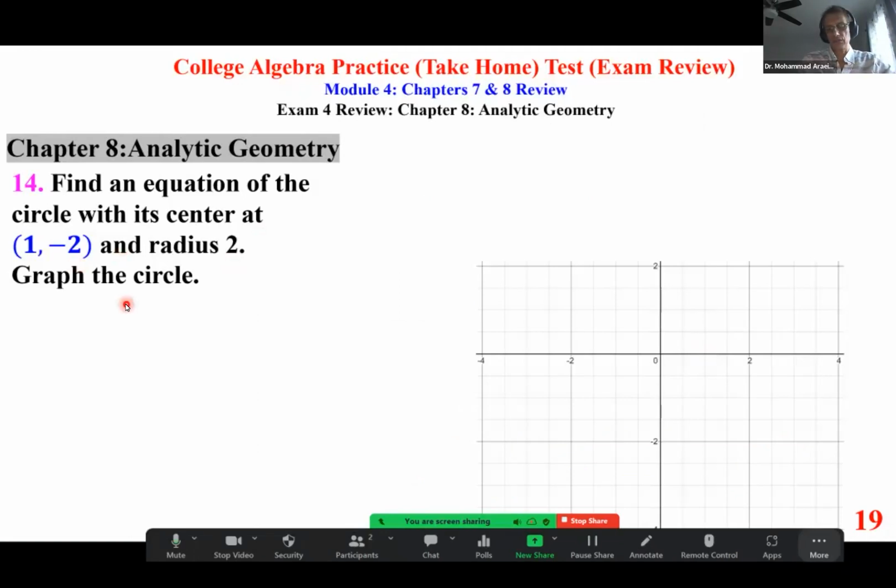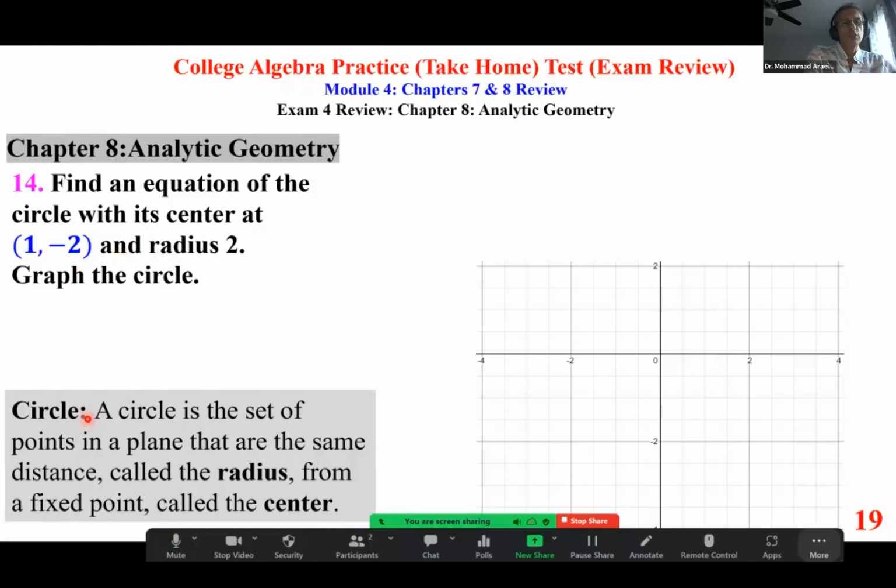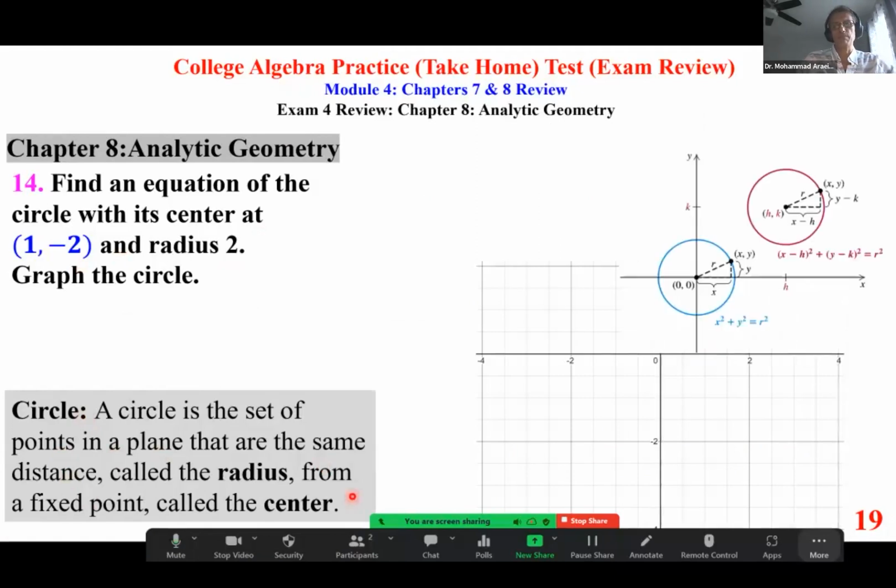Graph the circle. So what is a circle? A circle is the set of points in a plane that are the same distance, called the radius, from a fixed point called the center.